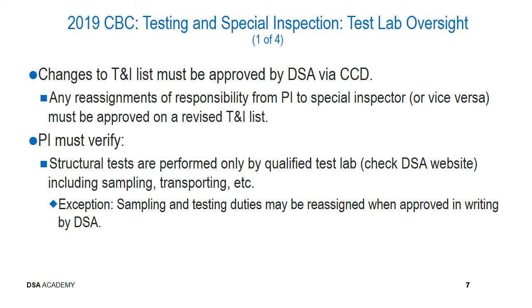Also, the project inspector needs to verify that all the structural tests performed are being done only by qualified test labs. You can refer to the DSA website for a list of qualified labs, and this includes sampling, transporting, etc. There is an exception that sampling and testing duties may be reassigned if it's approved in writing by DSA.